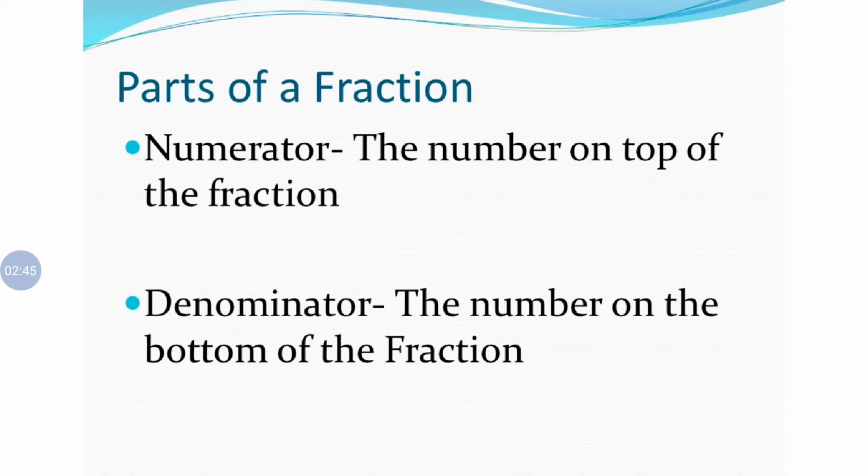Recall the definition. The numbers of the form a by b, where a and b are whole numbers and b is not equal to 0, are called fractions. The number a above the bar is called the numerator and the number b below the bar is called the denominator. So a by b is a fraction.